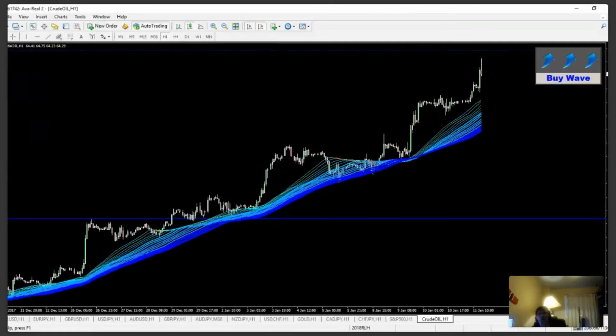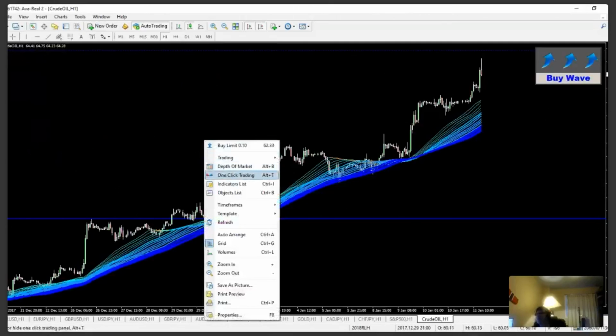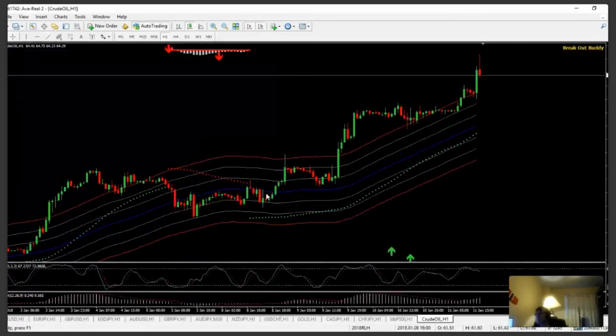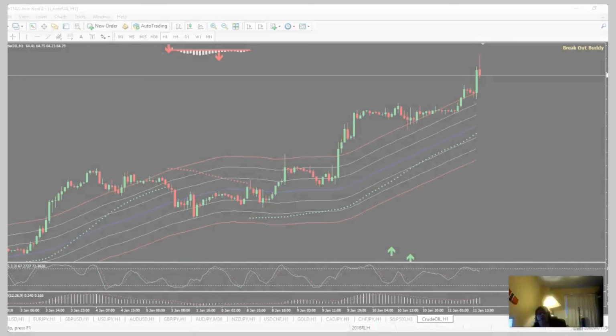Crude oil, wow. Crude oil, beautiful uptrend. Tradable. Absolutely tradable. Should have been long there. That was the first leg up in this cloud piece of work here.